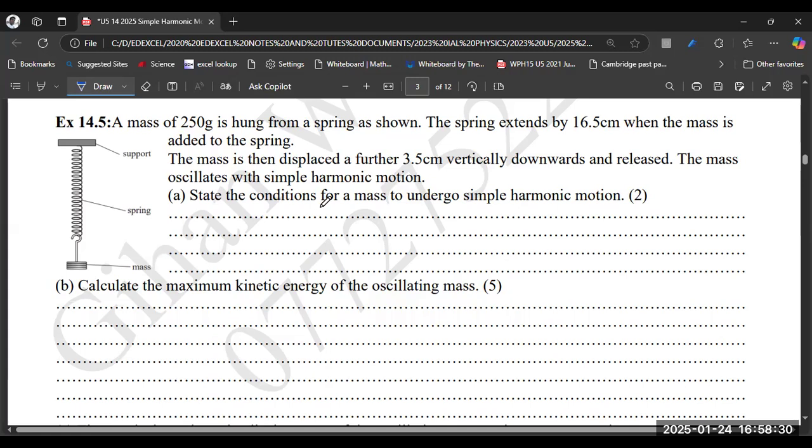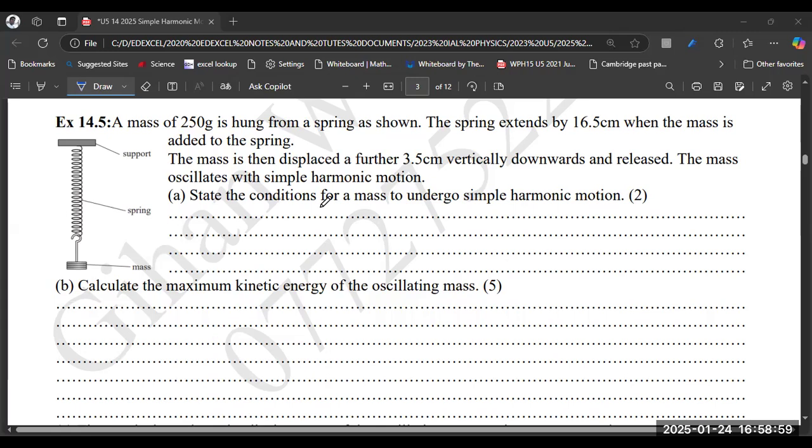So we simply say that the acceleration is directly proportional to the displacement from the equilibrium position, and this acceleration is always acting towards the equilibrium position. Or else there's another method: the force is directly proportional to the displacement from the equilibrium position, and this force is always acting towards the equilibrium position.